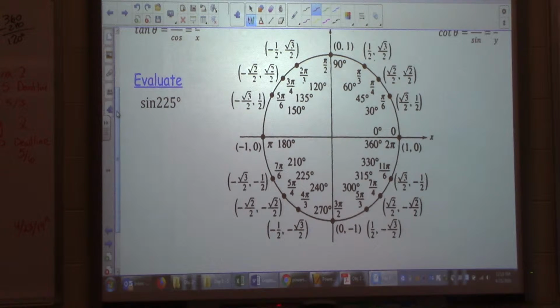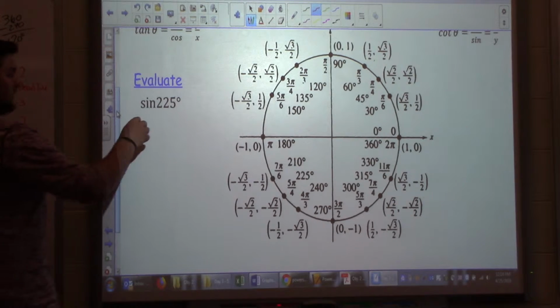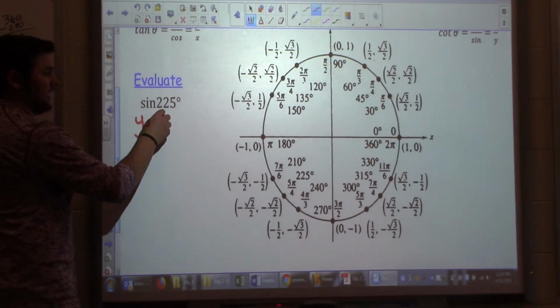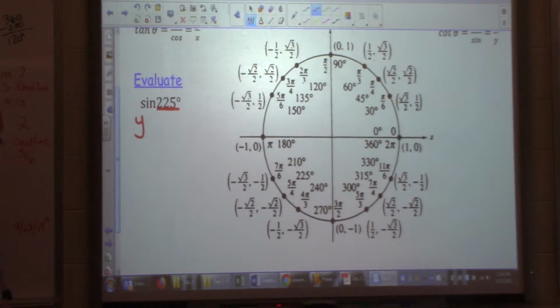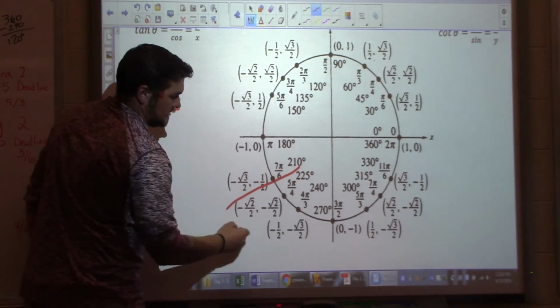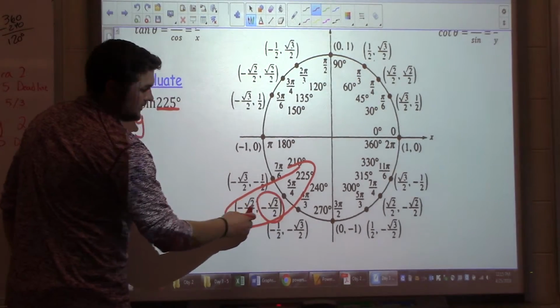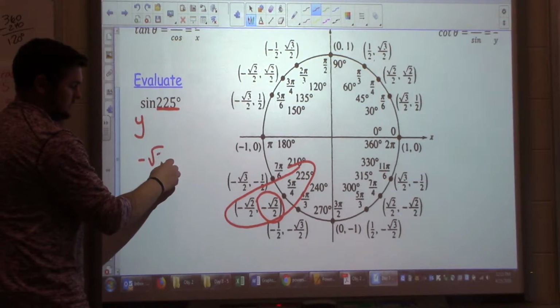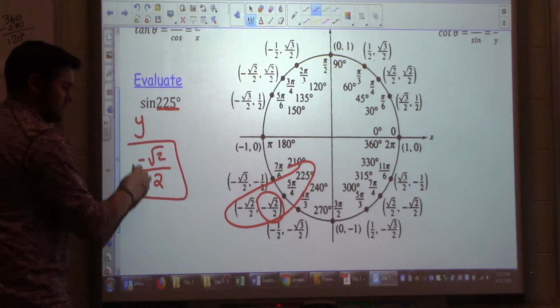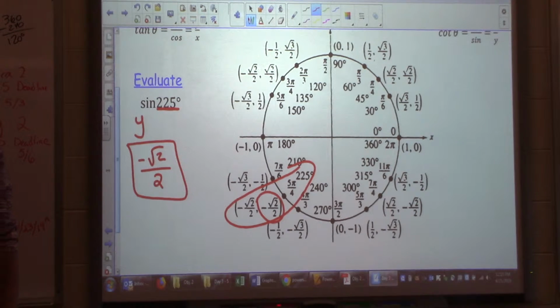Okay? Alright, so the next one we're going to do is sine of 225. If you look on top of your unit circle, it says sine theta equals what? Y. So I'm looking for a y value, and I'm looking at 225 degrees. So 225 degrees is right here. What is my y value there? I have a y value right here: negative square root of 2 over 2. That's my answer. Yes, cosine and sine are super easy.